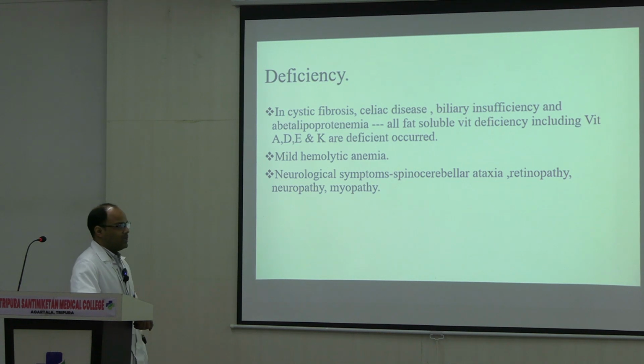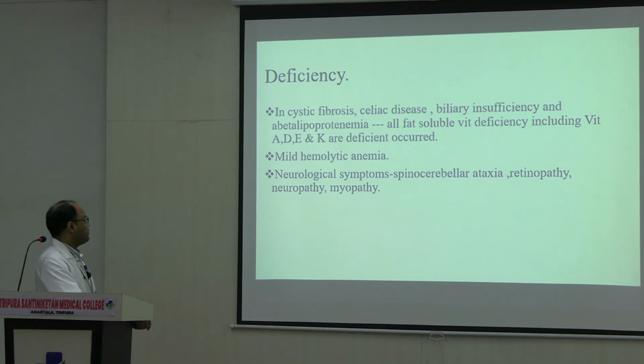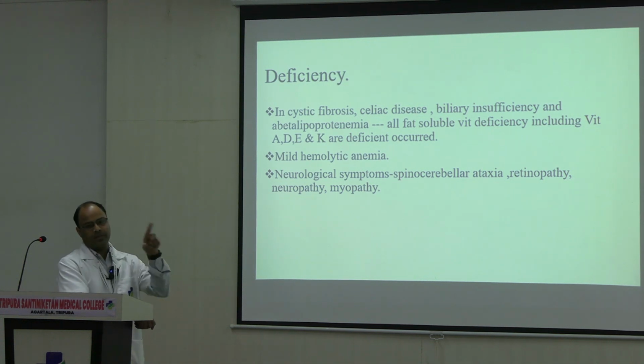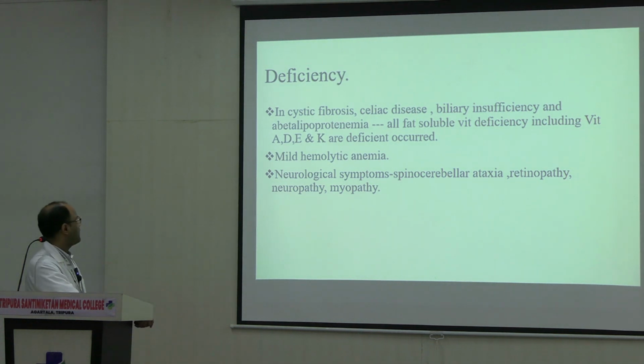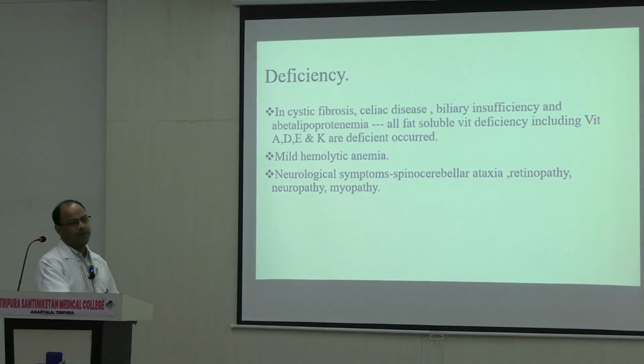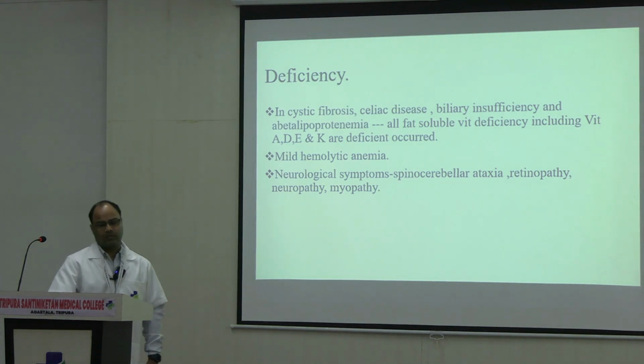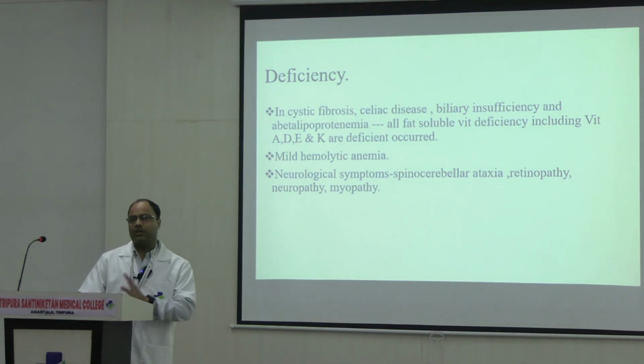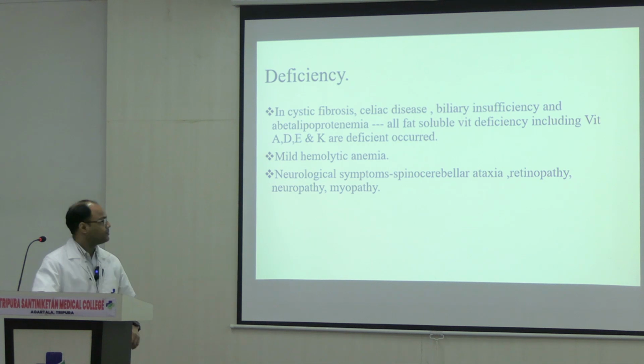In vitamin E deficiency, as I told earlier, it causes some mild hemolytic anemia because of membrane damage of RBC. Okay. Neurological symptoms in vitamin E deficiency are mild, like spinocerebellar ataxia, retinopathy, neuropathy, myopathy, etc. These are all because of lipid peroxidation. Question? Any question till now? Let's proceed.